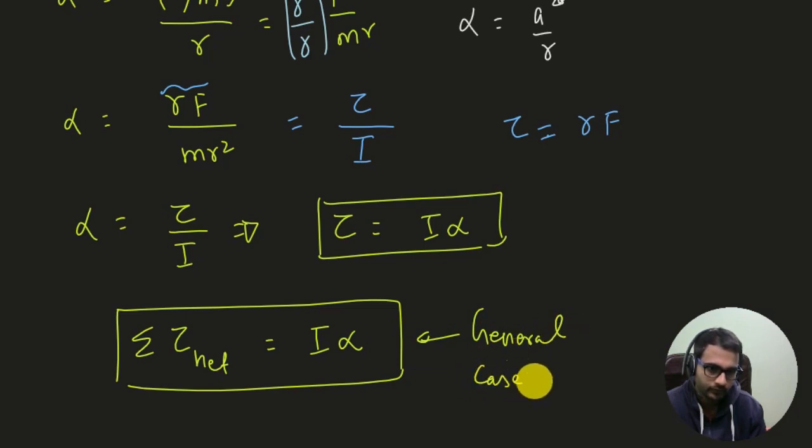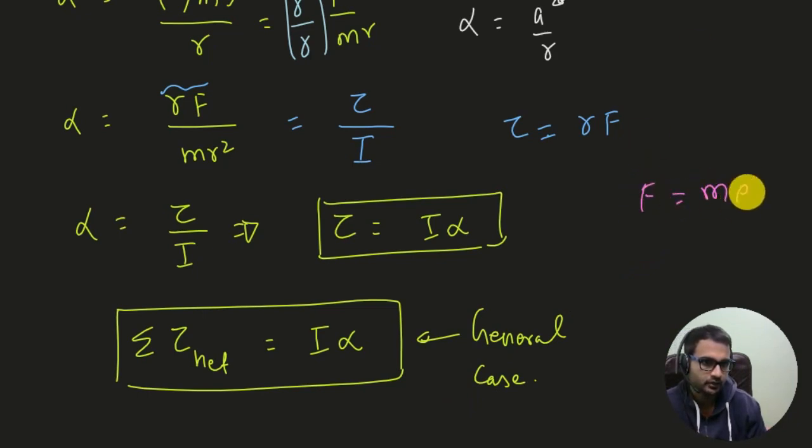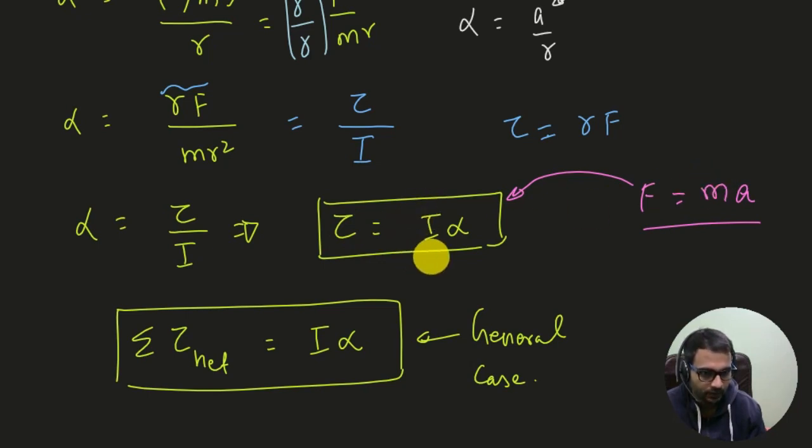Now if you recall, force equals mass times acceleration. This law is Newton's second law of motion for linear motion. Now this equation is analogous to that. Here the force F is replaced by the torque, mass is replaced by the moment of inertia, and acceleration is replaced by the angular acceleration. So this result is analogous to this.